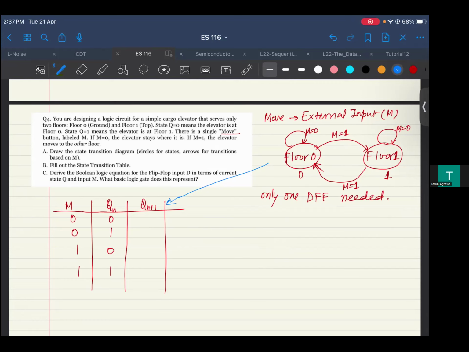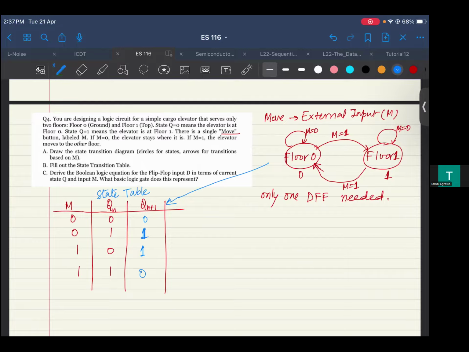So when we look at it, we see that when we are in the 0th state and m is 0, we are staying there itself. So Qn plus 1 is basically 0. When we are in the first state and m is 0, then we are staying in that state. That means we are staying in 1, not moving anywhere. Now, when you are in the 0th state and m becomes 1, then you move to the other state, which is 1. If you are in state 1 and m comes as a 1, then you move to the 0th state. So this becomes your next transition. Now you see this is our state table.